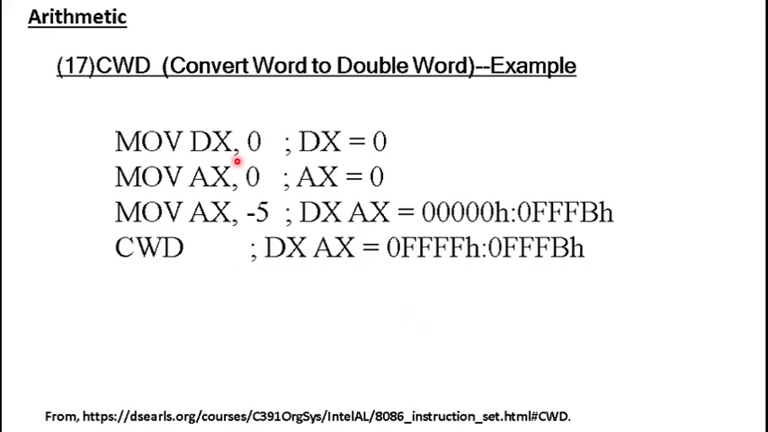So let's see an example. DX is initially cleared to 0, AX is cleared to 0, then AX is moved with the value -5. If you see the DX AX combination now, AX will have -5 and DX will have all 0. If you issue CWD, as you can see here, the sign bit of AX is negative, or 1. That 1 will be extended onto DX. So DX will be filled with all F's, indicating all ones. Then AX will be as it is. So DX AX will indicate -5.